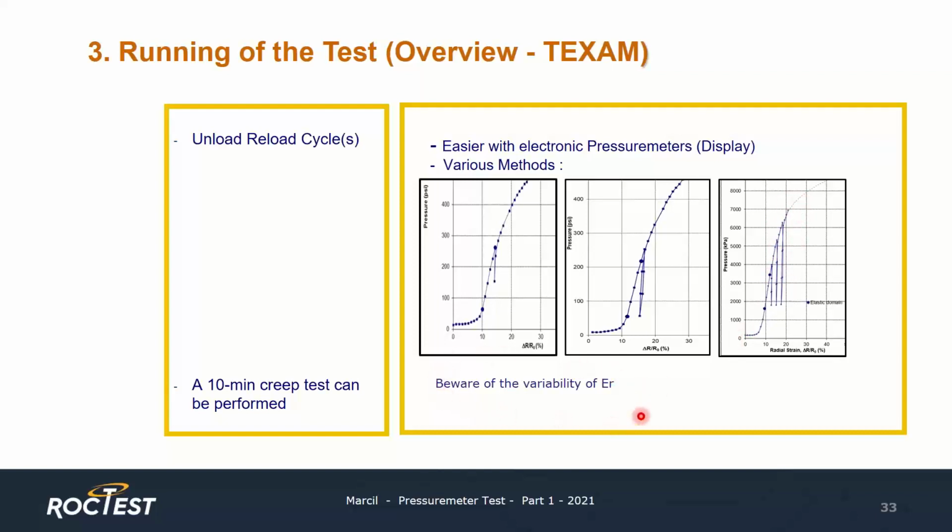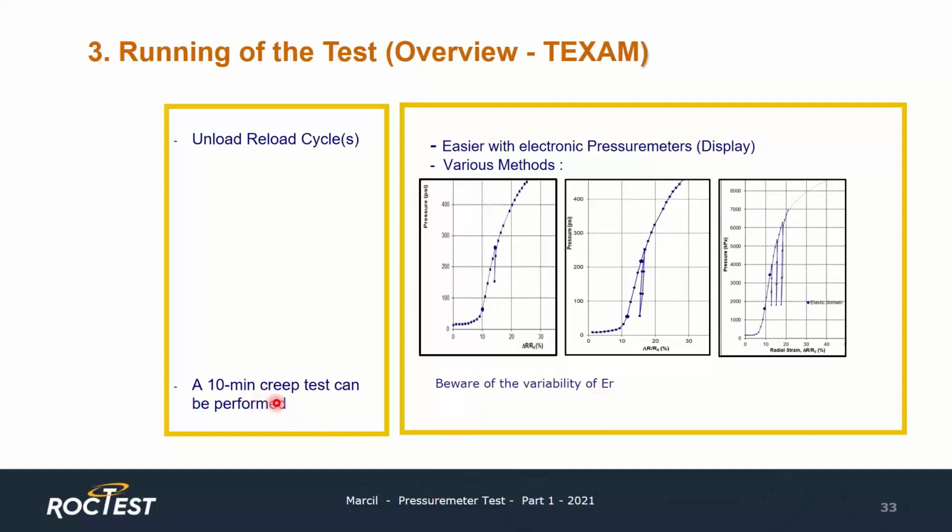But beware of the variability of ER, which is the modulus that is measured on these unload reload cycles. Because depending on how you perform these unload reload cycles, depending on the time you take for doing that and the pressure and strain range, all these elements will affect the modulus you will obtain.